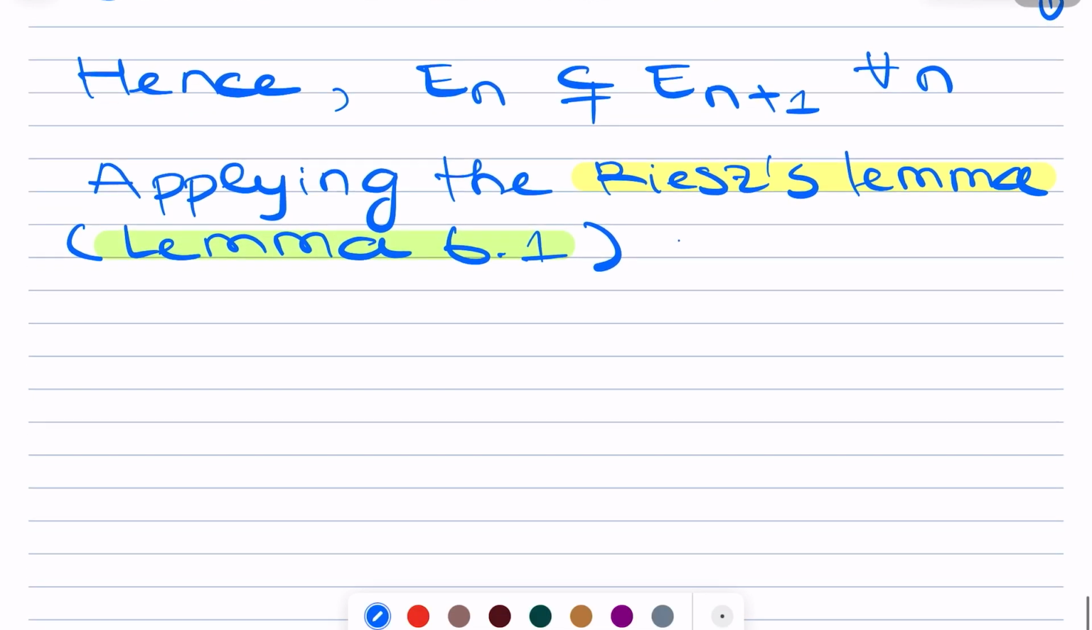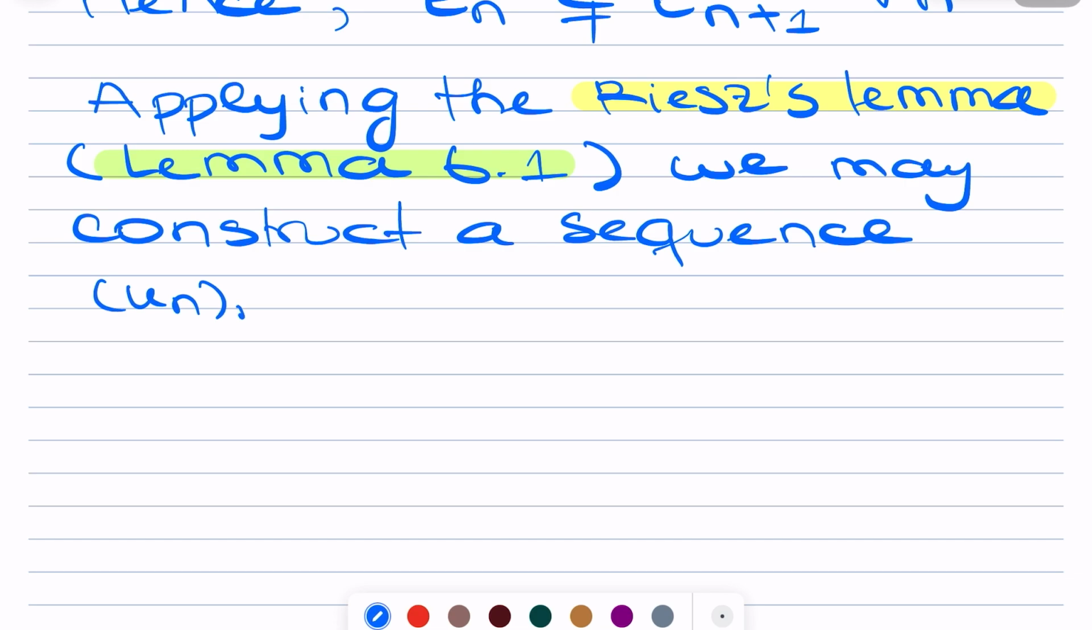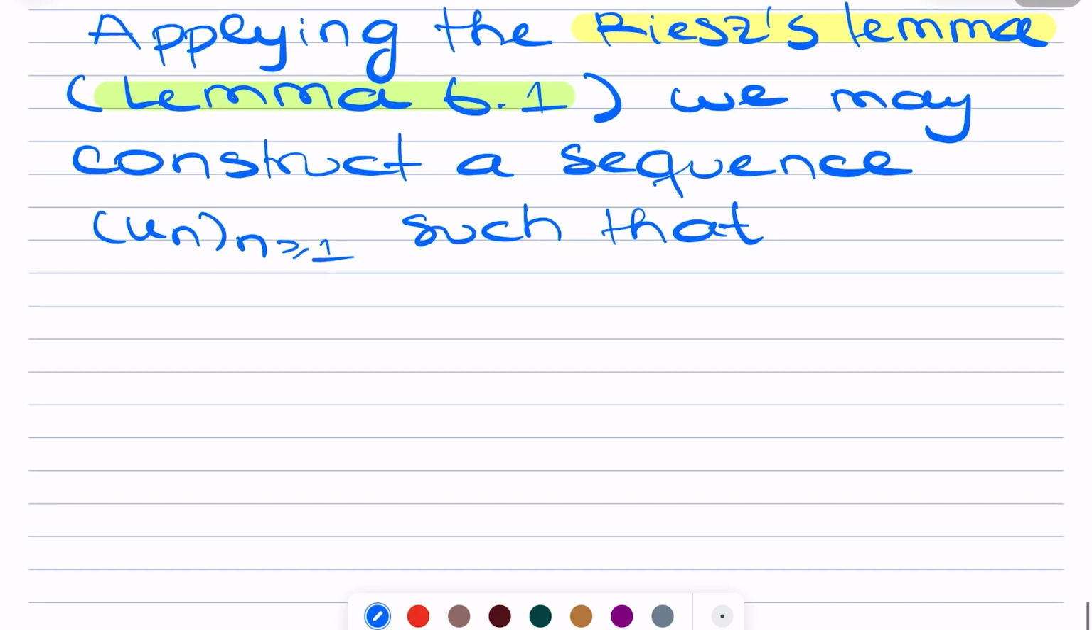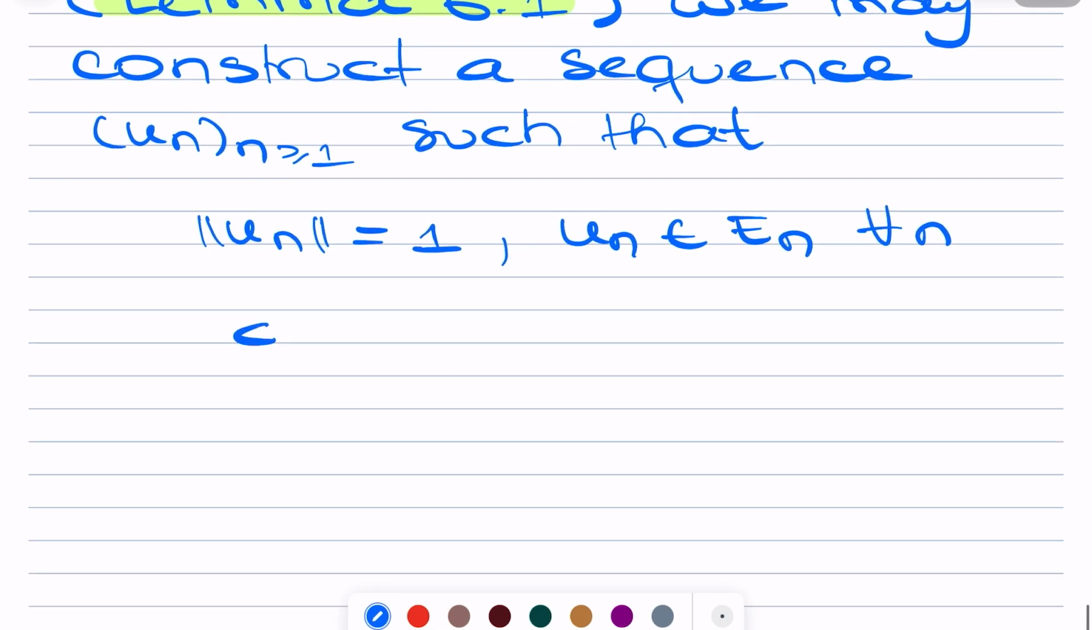So, applying the Riesz lemma, we may construct a sequence, let's call it u_n, such that the norm of u_n equals 1, and u_n lives in E_n for every n, and also the distance of u_n to E_{n-1} is greater or equal than 1 over 2, for every n greater or equal than 2, of course.